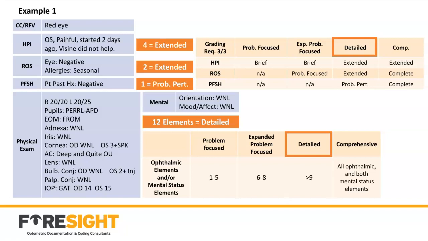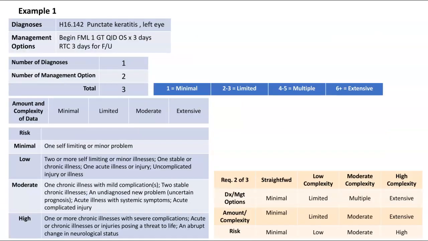That's going to give us a 99214. That's a level 4 office visit. So in this case, we have the diagnosis: punctate keratitis of the left eye. Our management option was to start a steroid and have the patient come back in a few days. So we have 1 diagnosis, 2 management options. That gives us a total of 3. So that gives us limited medical decision making for the management options.